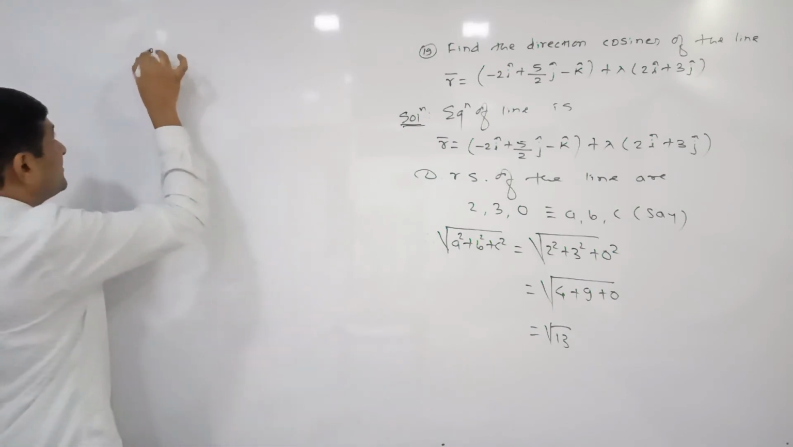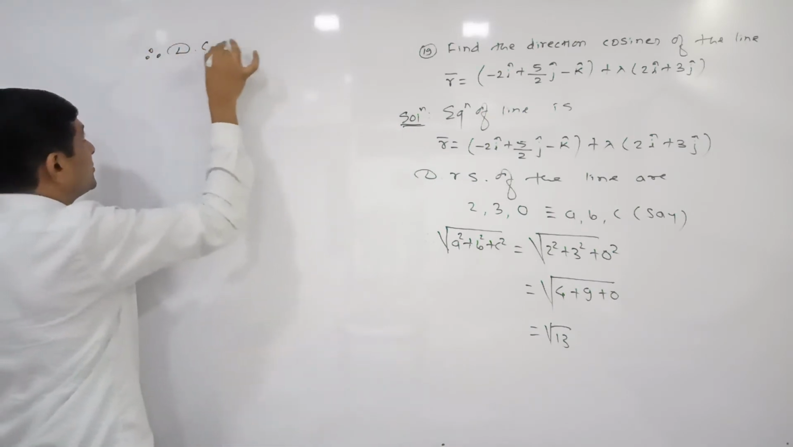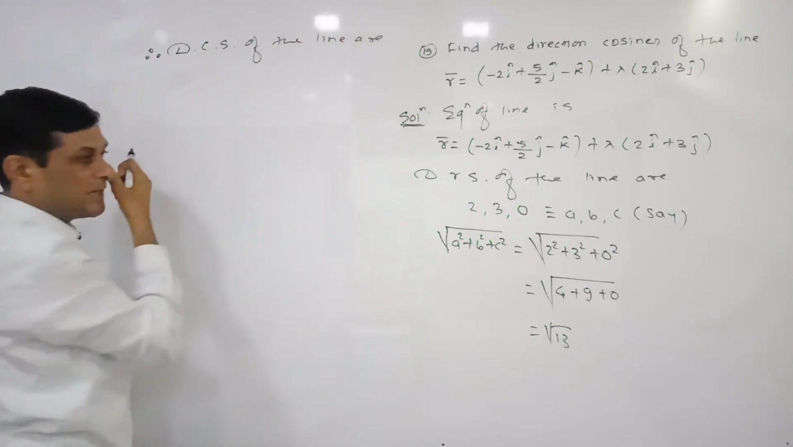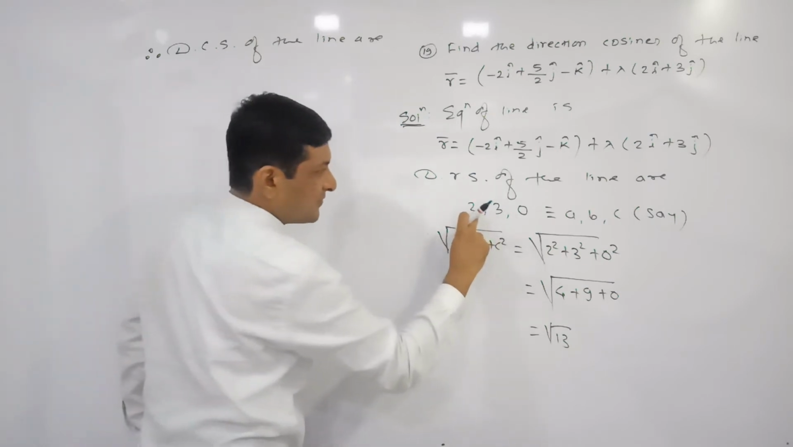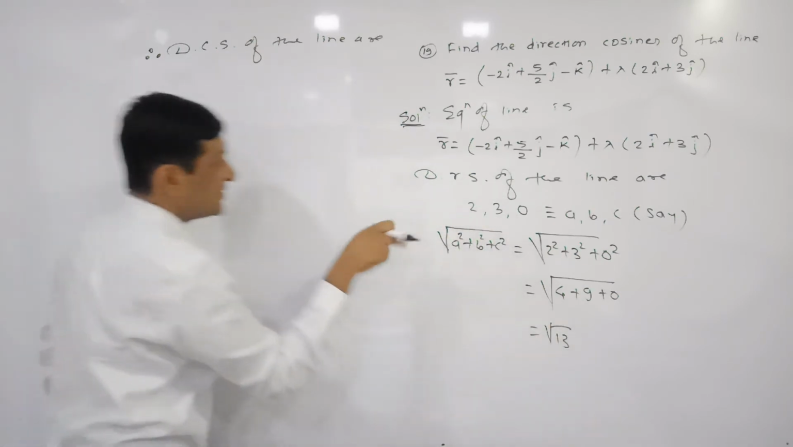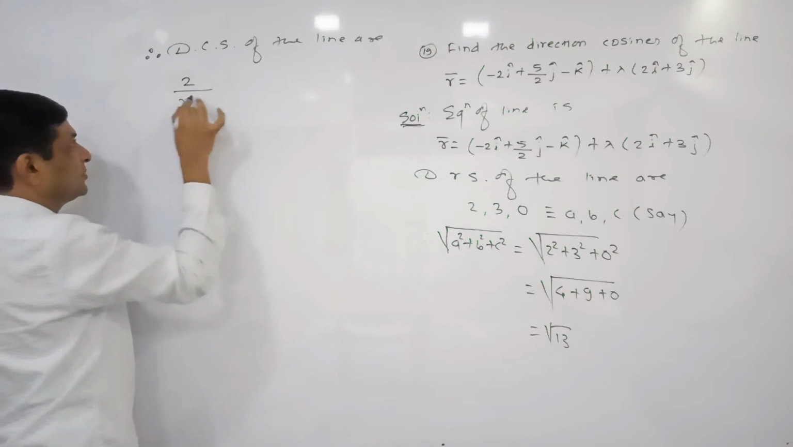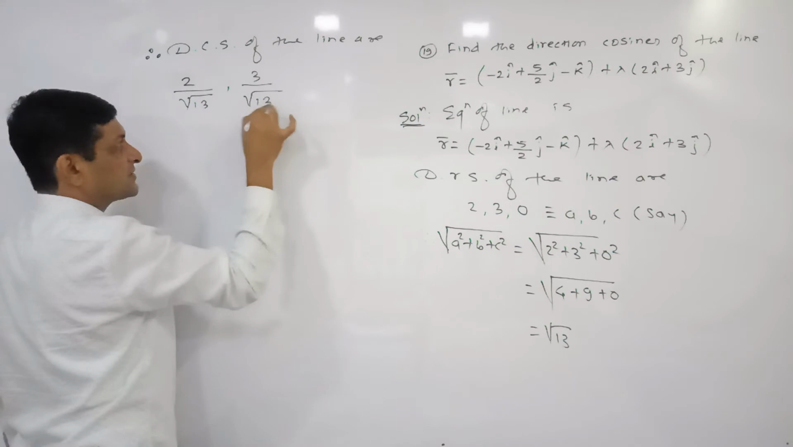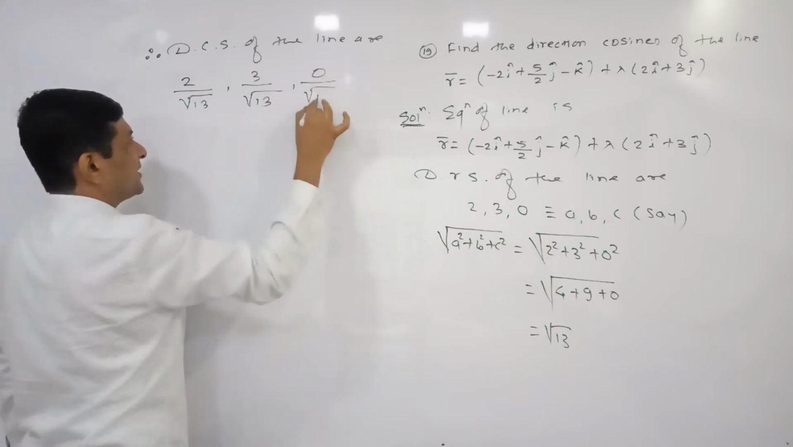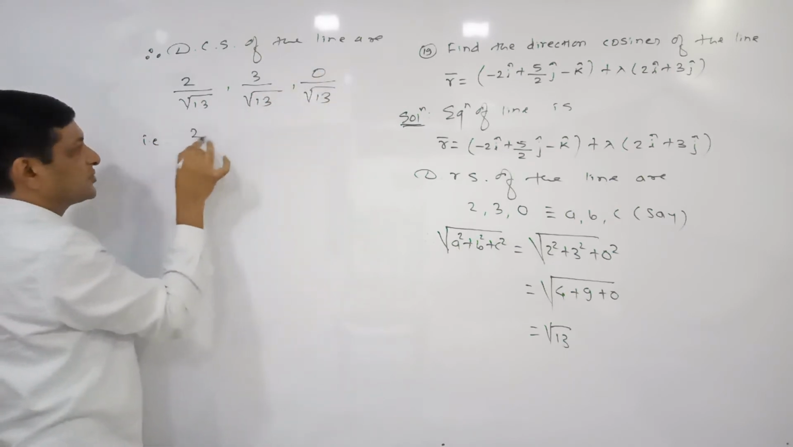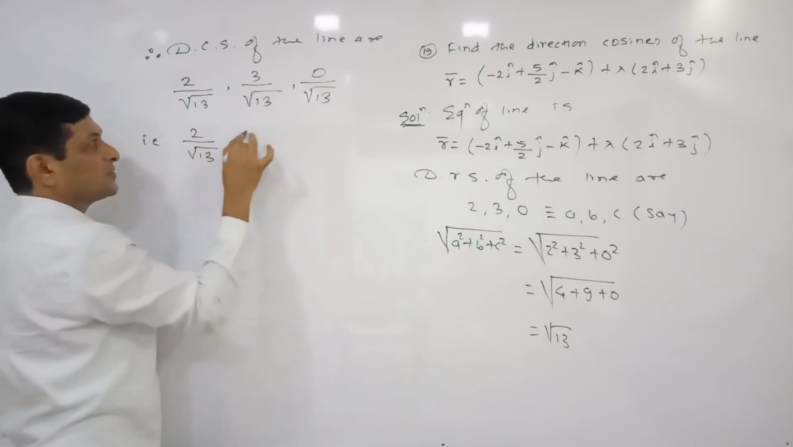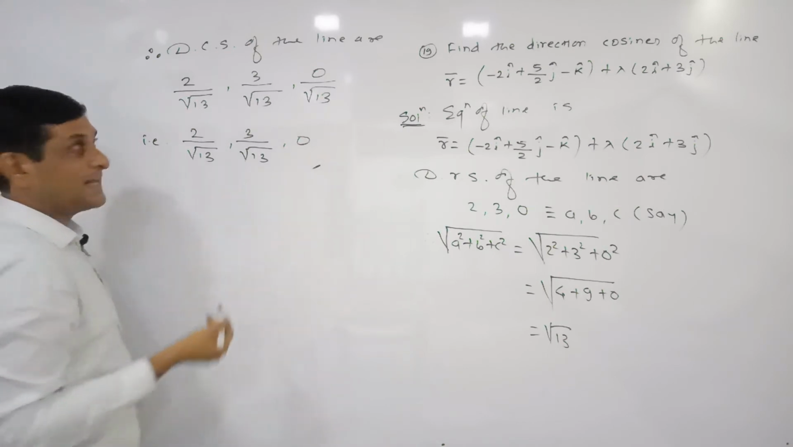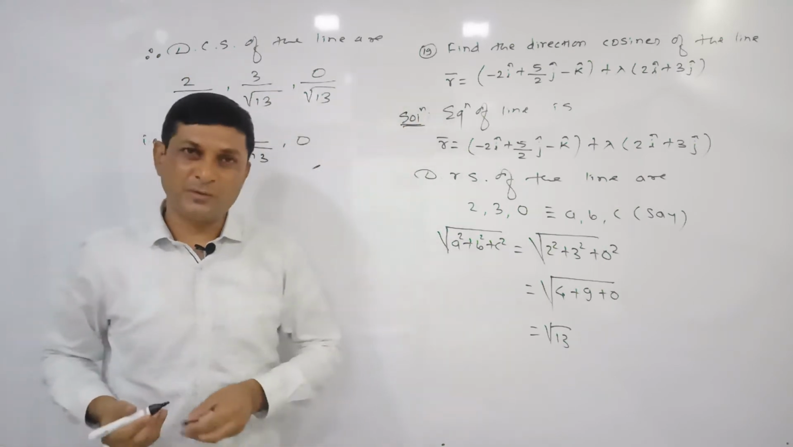So in this way we have got the value of under root a square plus b square plus c square also. That's why we can say that the direction cosines of the line r are, what is the formula? a upon under root, this is the value of a and this is the value of under root. Means what we'll get here? 2 upon root 13, b upon under root, b is 3 and the value of under root is 13, and 0 upon root 13. So 2 upon root 13, 3 upon root 13 and 0 are the direction cosines of the given line.